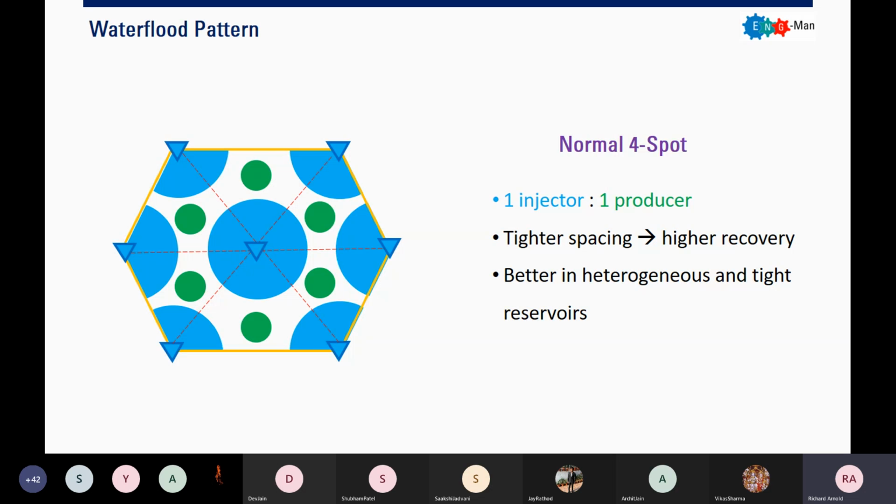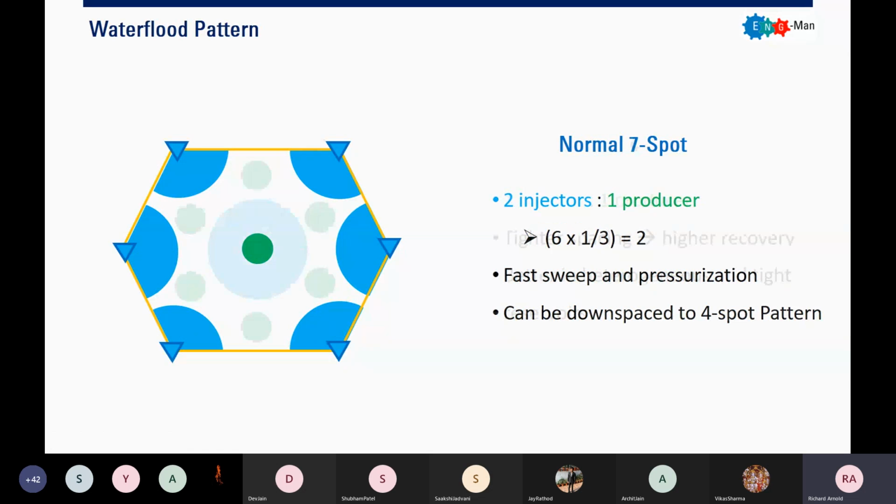Again, it will give you 1 by 1, 1 injector versus 1 producer. It will give you tighter spacing, and usually tight well spacing can give us higher recovery because we drain all areas of our reservoir. And also it is good for heterogeneous and tight reservoirs. So far so good, and that's all about waterflood patterns.